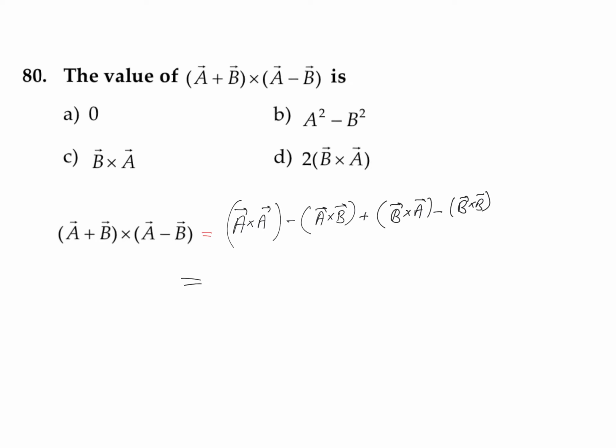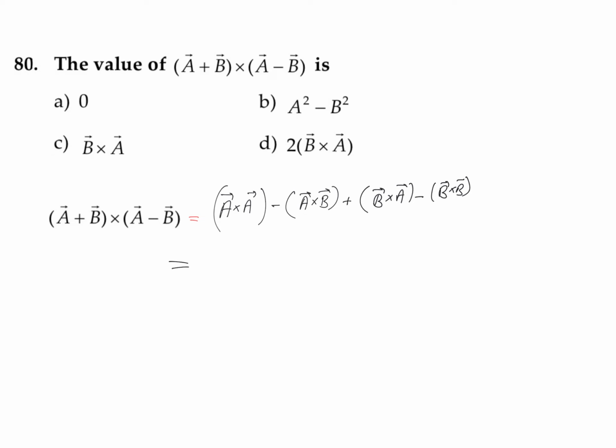Now we know that a cross a has a magnitude of a into sine 0, sine 0 is 0, so it has a magnitude of 0. So a cross a is the 0 vector. Minus a cross b, minus of a cross b can be written as, this a cross b can be written as minus of b cross a, plus this b cross a vector over here, and b cross b is going to be the 0 vector.